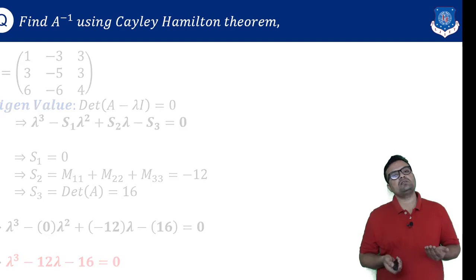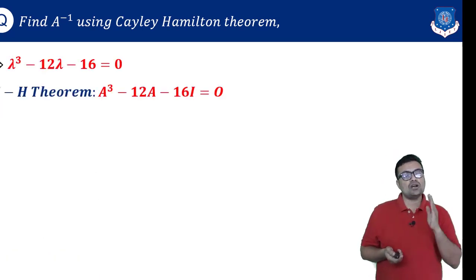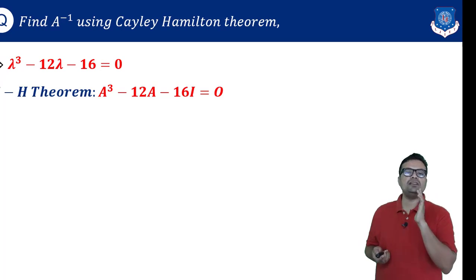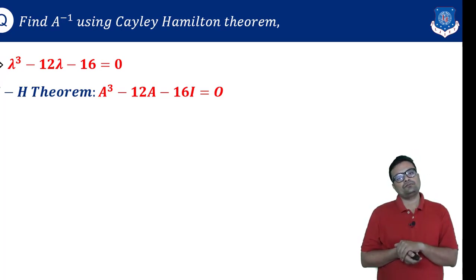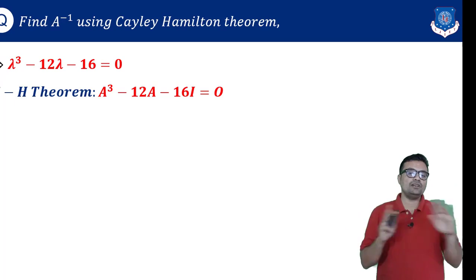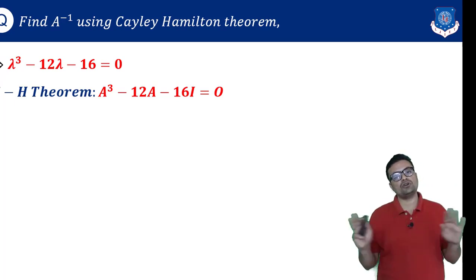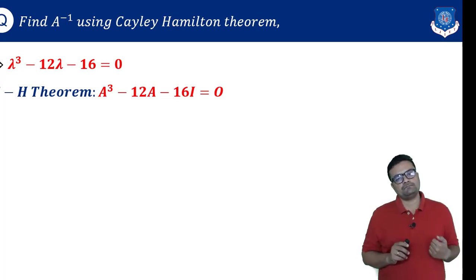And then Cayley-Hamilton theorem states that you can replace lambda with A. So now I have A cube minus 12A minus 16I equal to 0. Now I want to find A inverse using this condition. This is true; we verified this in our previous example. This matrix equation is going to be true. So now how to find A inverse?